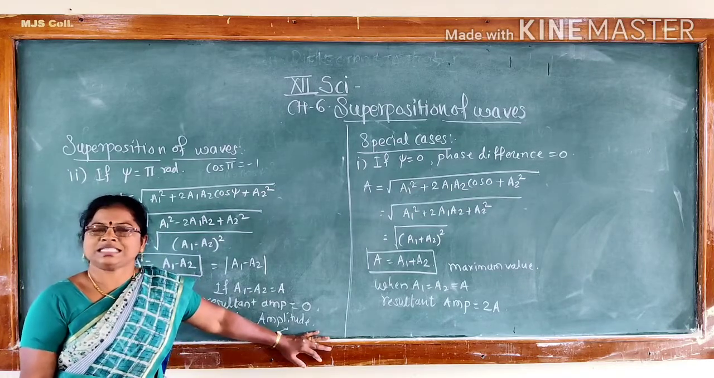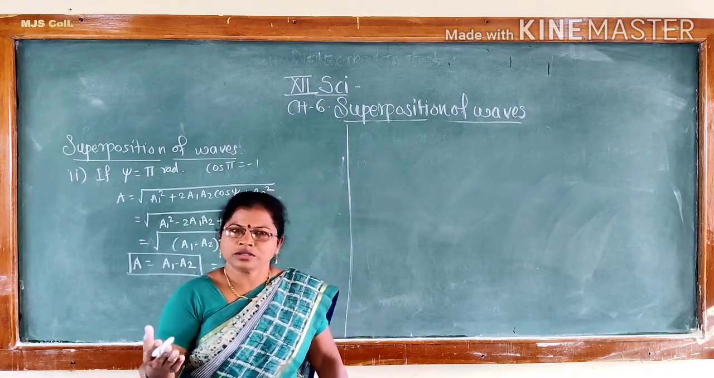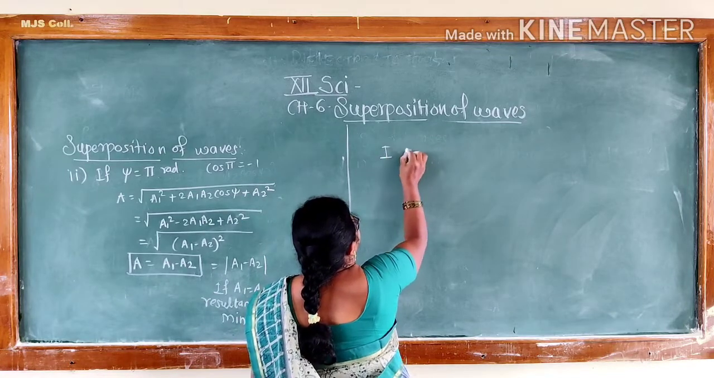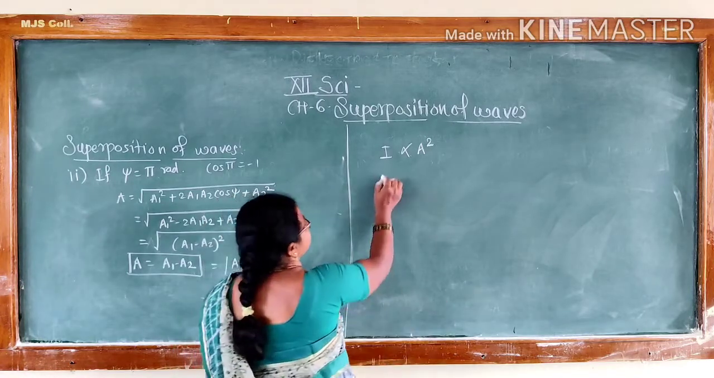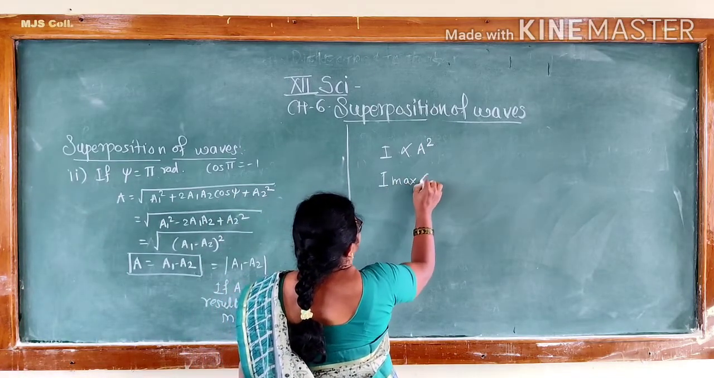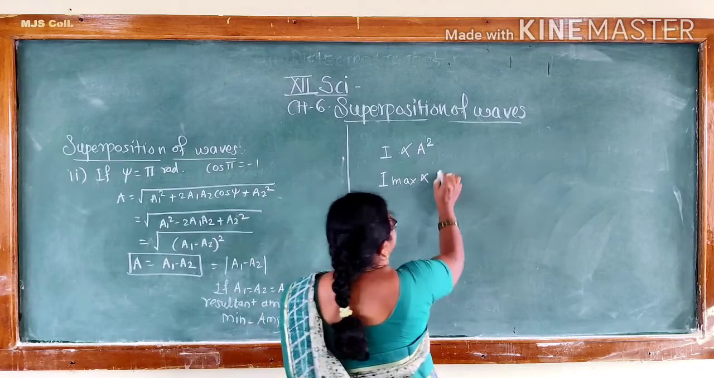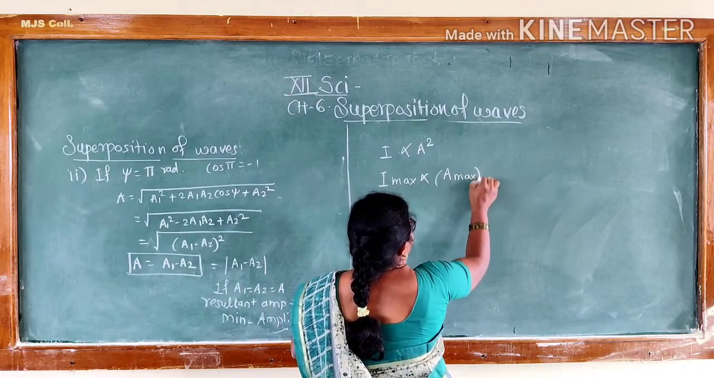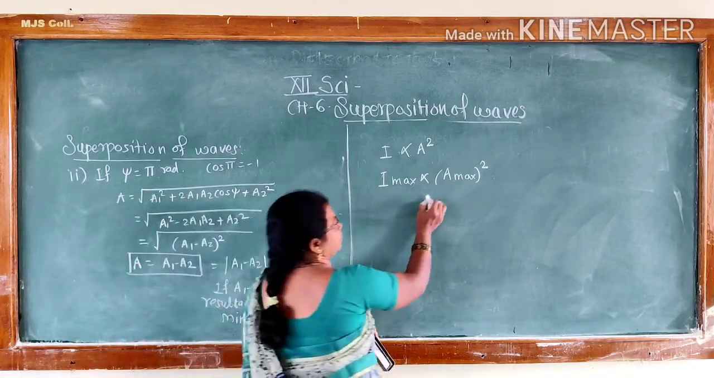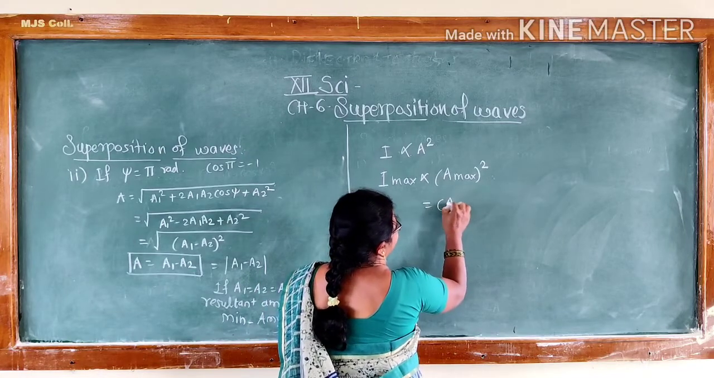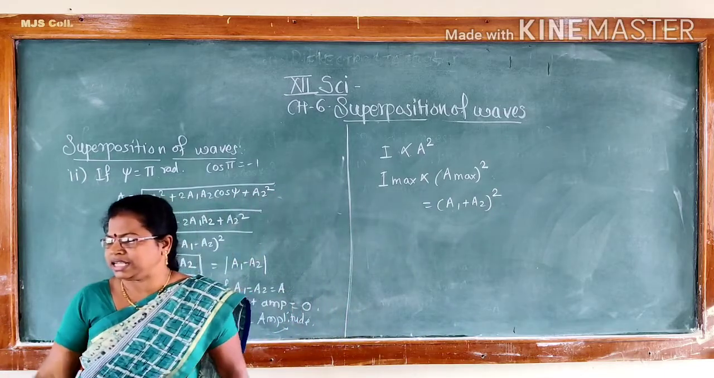These two special cases are that. Okay, intensity is directly proportional to amplitude square. We know that when it is maximum, intensity maximum is directly proportional to A max bracket square, which is equal to A1 plus A2 bracket square. So this is the intensity maximum.